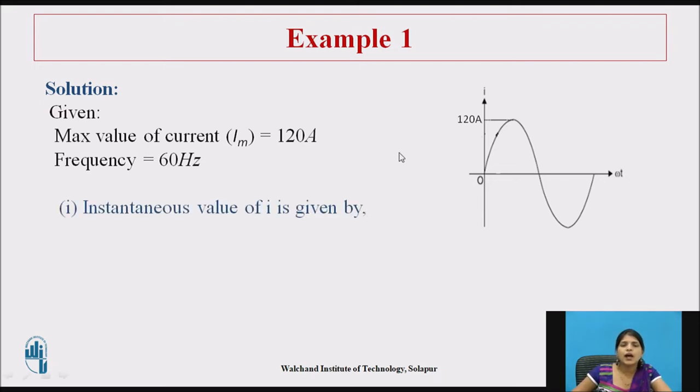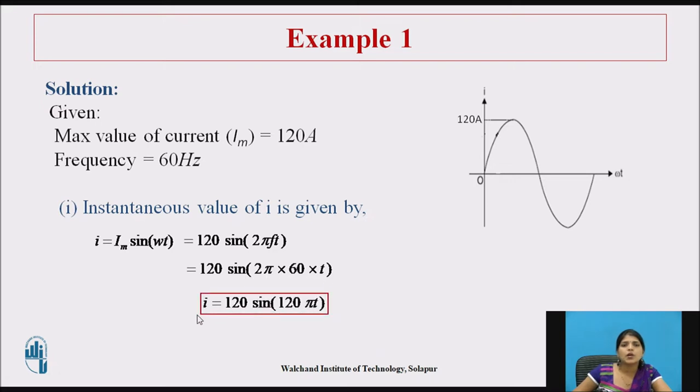The instantaneous value of i is given by i is equal to Im sin omega t. Putting the values into that, we get 120 sin 2 pi into 60 into t. So small i, that is the instantaneous value of current, is equal to 120 sin of 120 pi t.